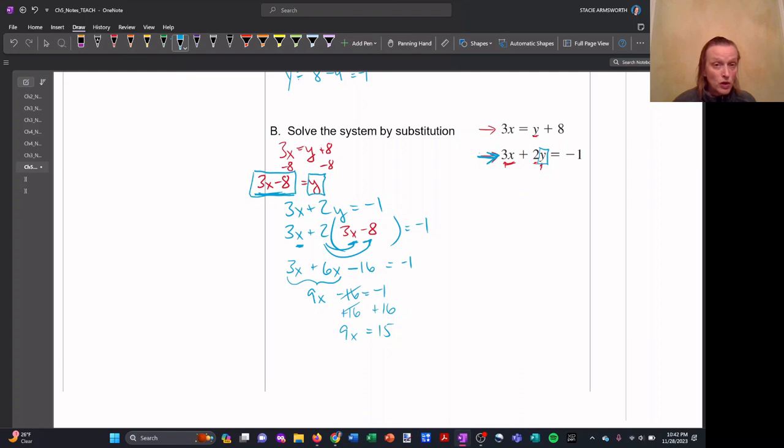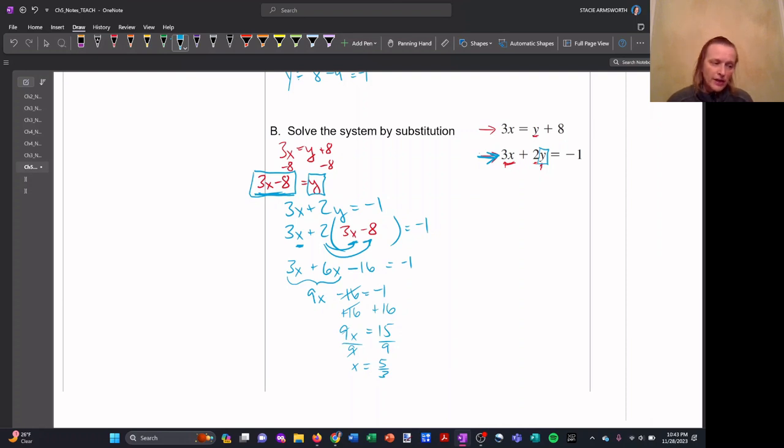And the goal is to get x by itself. So to get rid of that 9 that's attached to x, I'm going to divide it away. And I'm going to have that x equals, we can simplify that fraction so that it's 5/3.